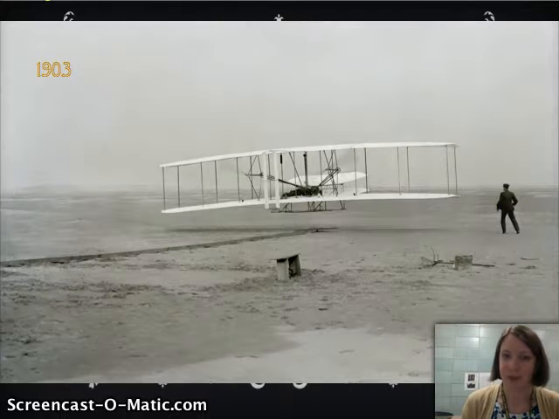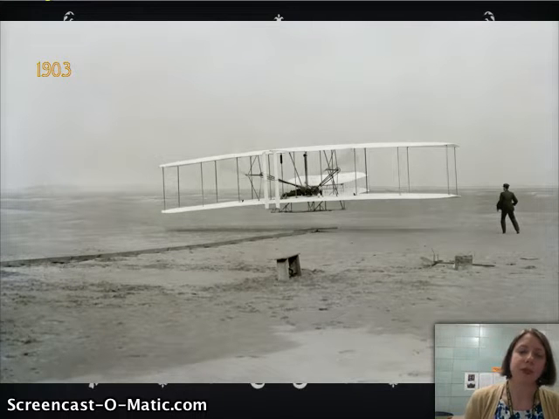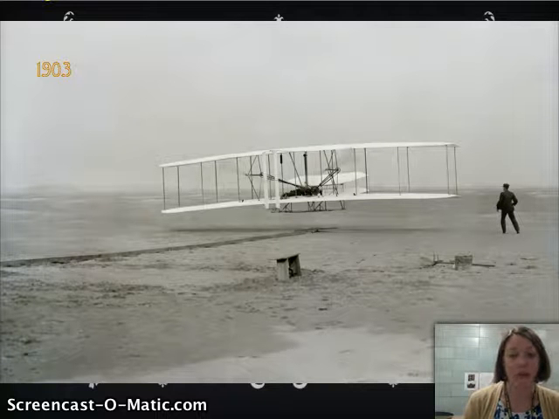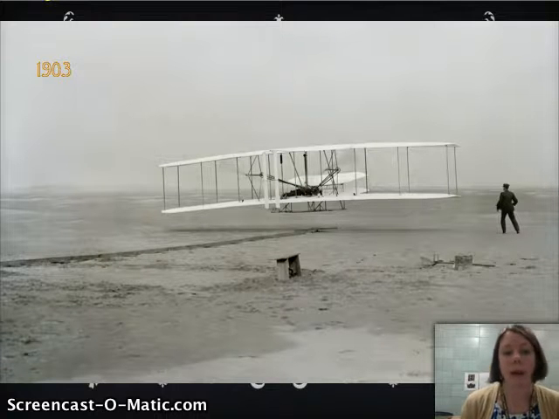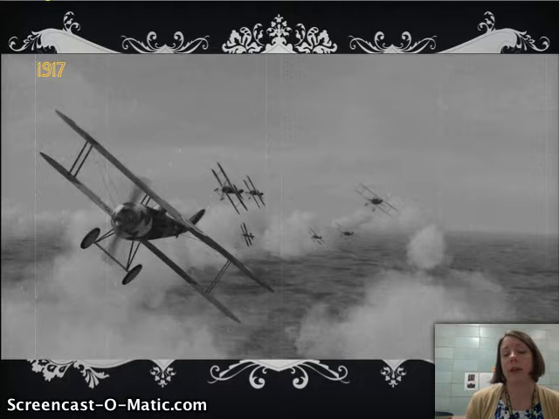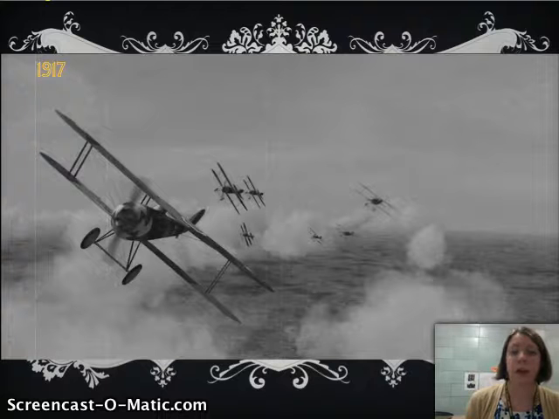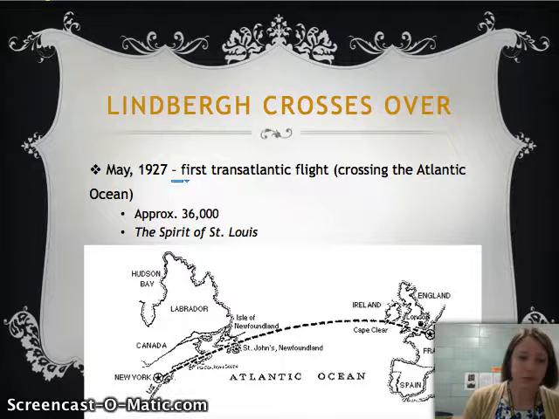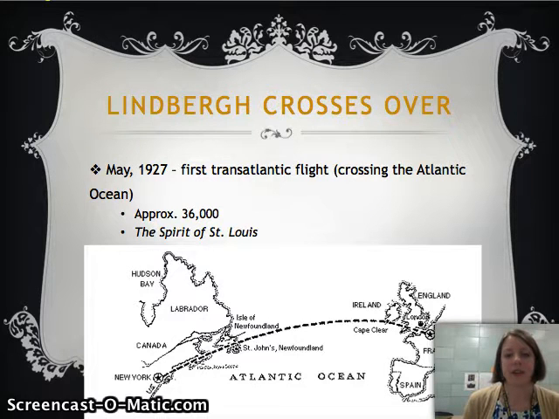Let's talk about aviation. So the first manned flight in the United States or anywhere in the world was undertaken by the Wright brothers in North Carolina in 1903. And by World War I, planes were being used by the military. This is an image of one of the dogfights, aerial battles that really exemplify combat in World War I.